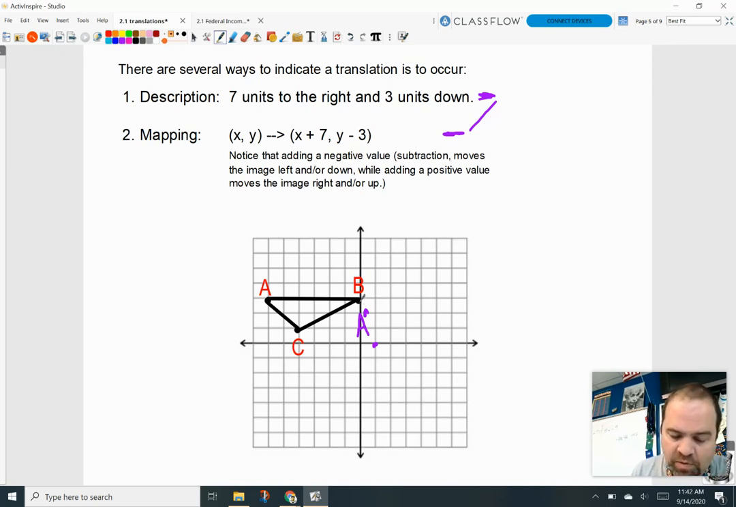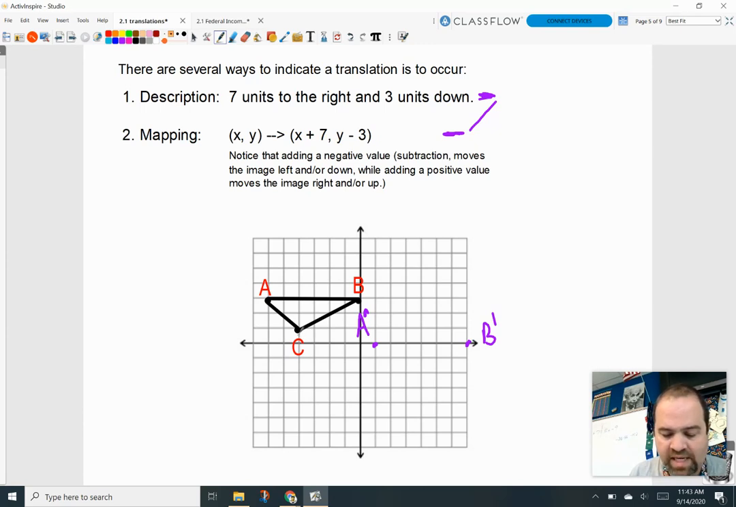I'm going to do the same thing with B. I'm going to move it 7 over, 2, 3, 4, 5, 6, 7, and 3 down, which will put it here. And if you notice, my new B is in the same horizontal line as my new A, just like the two originals were. The original A and the original B were lined up horizontally. The new A and the new B are lined up horizontally.